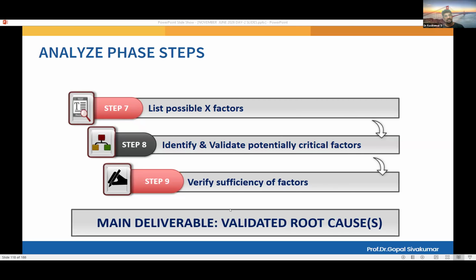What is a validated root cause? Already I explained about it. Anybody, what is a validated root cause? Come on, guys. You have to speak. It is the evidence which shows the identified root causes really created the problem. Yeah, with the evidence, yes.